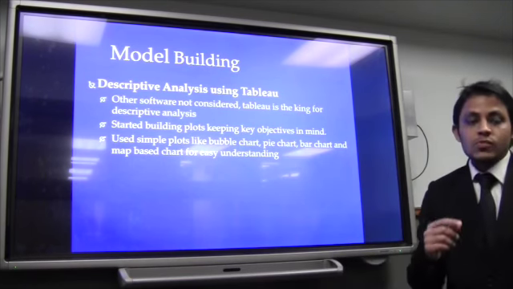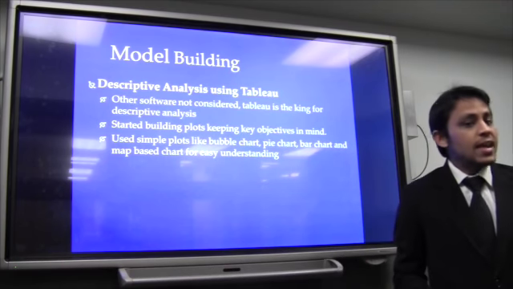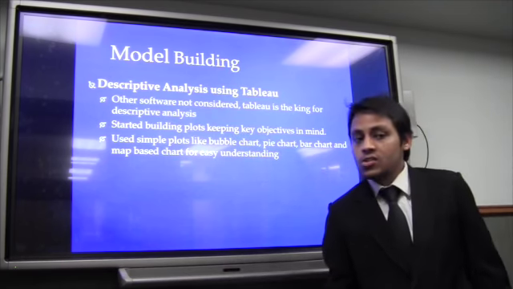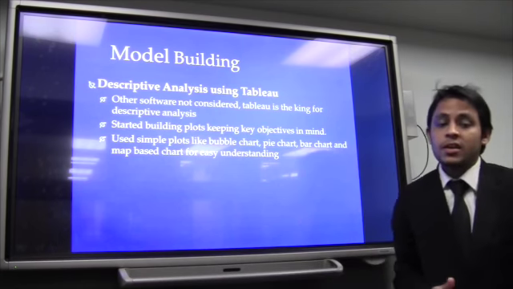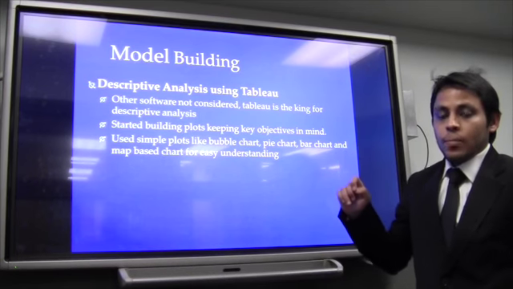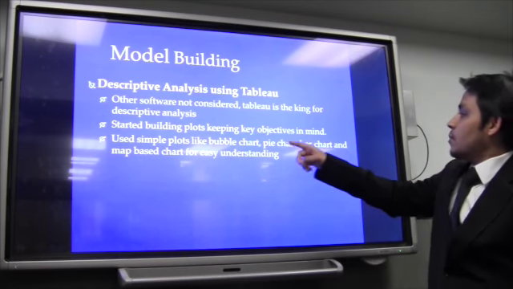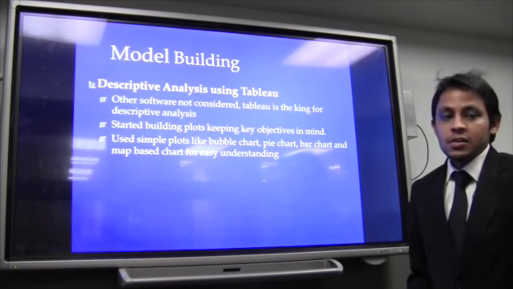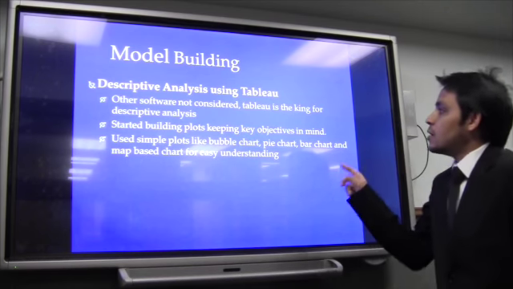In model building, first we did descriptive analysis using Tableau. We didn't use any other software, and also we didn't think of any other software because we knew that Tableau is the king in this field. We did simple plots using bar chart, pie chart, bubble chart, and map based chart. These charts are easy to learn and simple to understand.